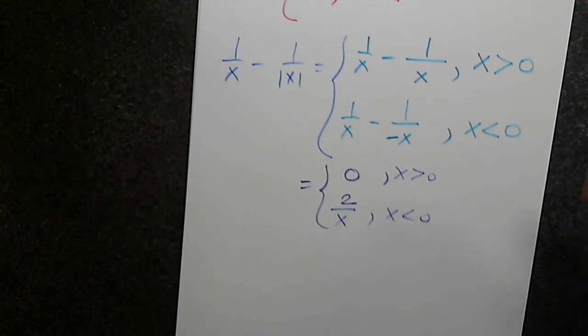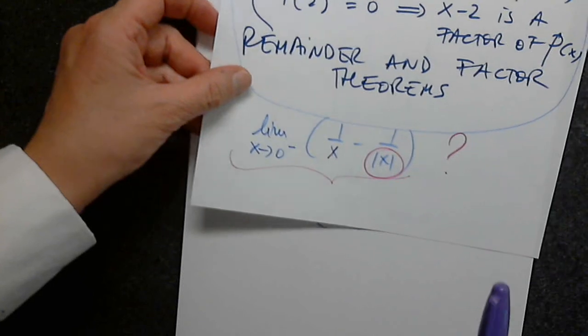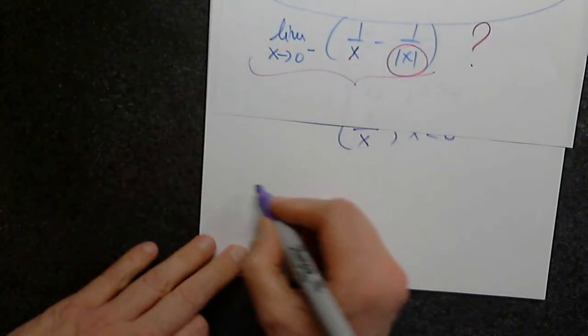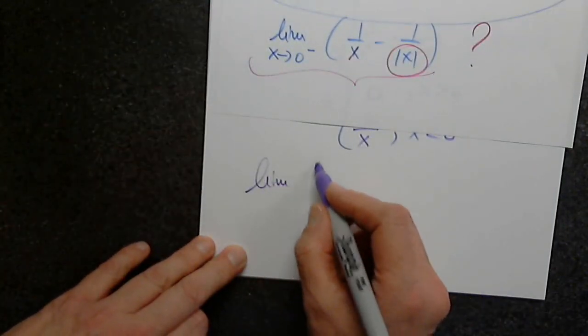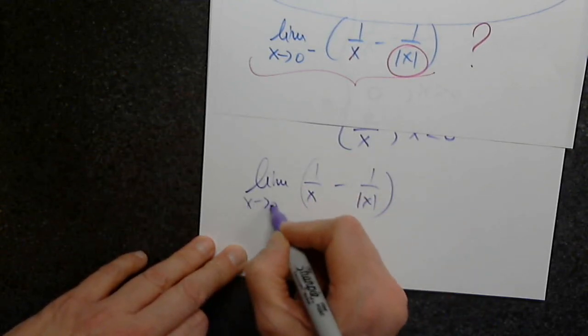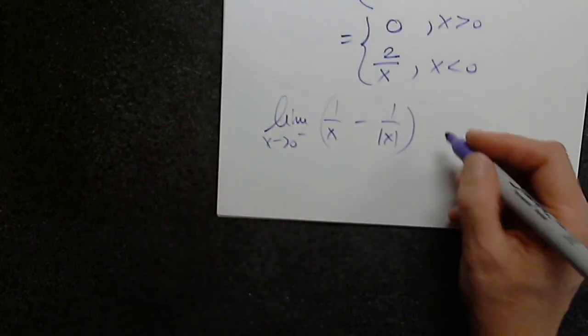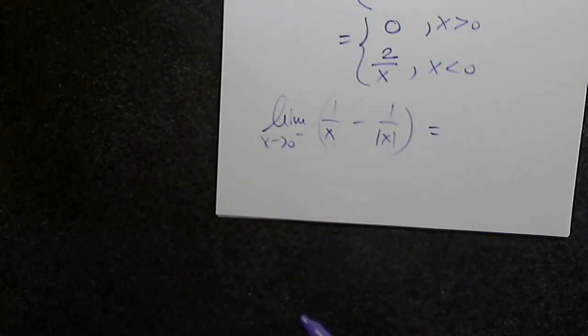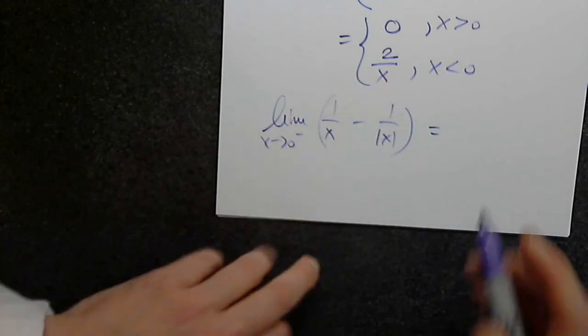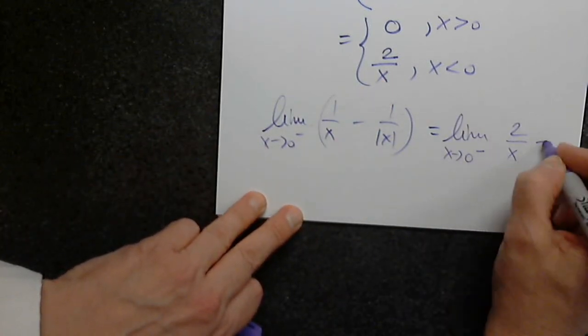Only now I go back to see what I'm asked to find. So I'm asked to find the limit of this function as x approaches 0 from the left. But now I know exactly which branch, not the whole thing. Which one is 0 from the left? 2 over x. So then I have the limit as x approaches 0 from the left of 2 over x.